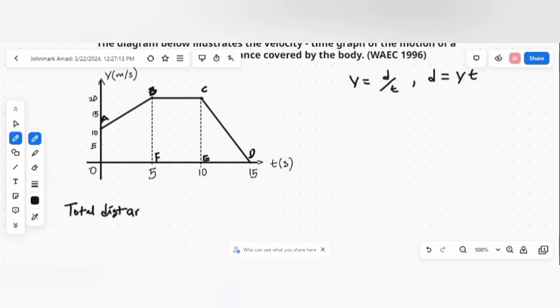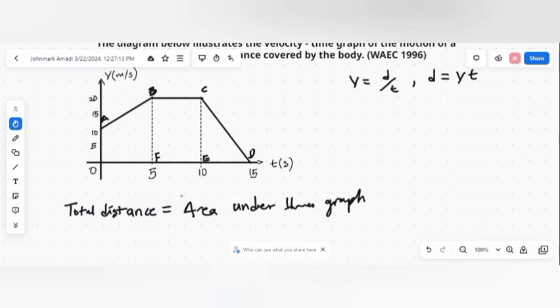Total distance equals to what? Area under the graph. So now, how do we get this area?